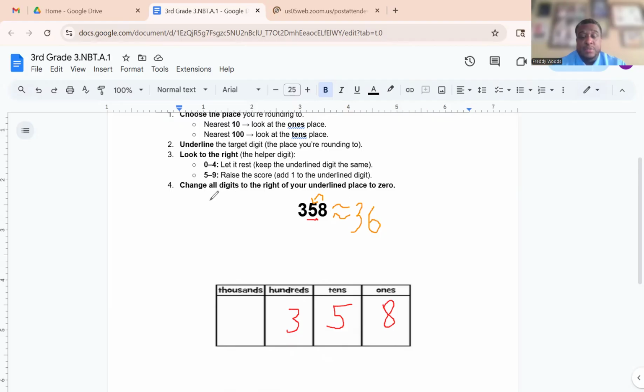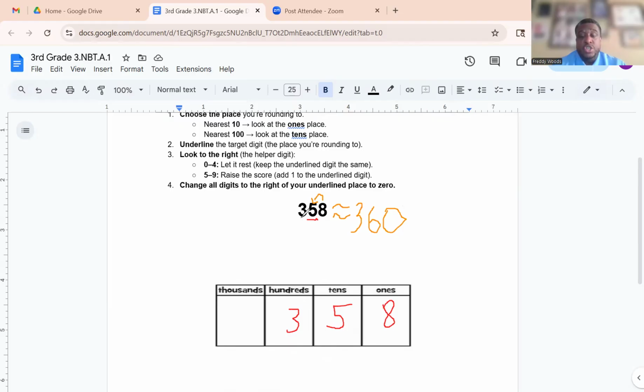And my last step, change all the digits to the right of your underlined place to a 0. I only have one digit to the right, and that's the 8. So that 8 becomes a 0. And I am done. So if I round the number 358 to the nearest 10, I get 360. This is how I round.